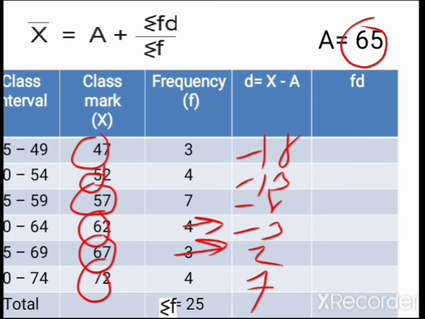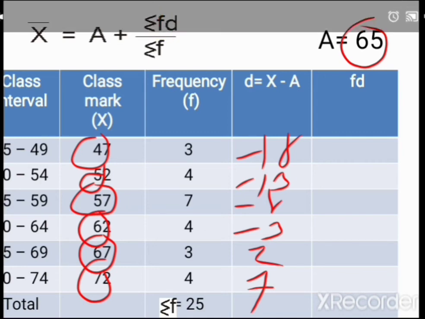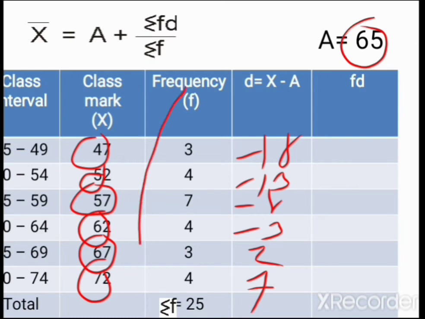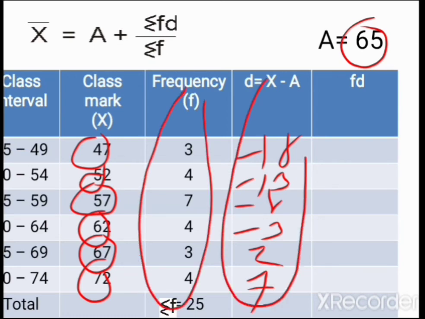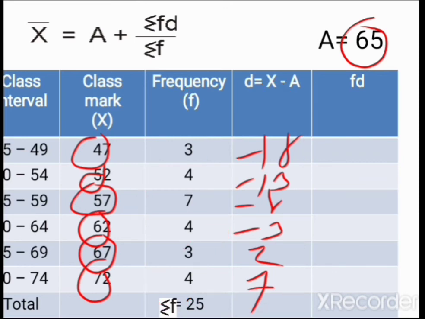So the next thing we will do at this point is to look for FD, as you can see in our formula. Frequency times the deviation, so we multiply these two columns. The first one here is 3 times minus 18, which is minus 54. The next one is 4 times minus 13, which is equal to minus 52.